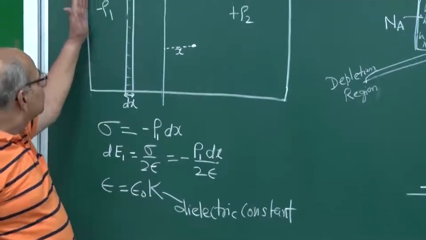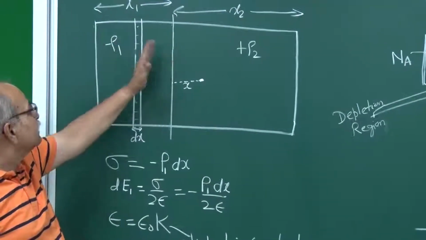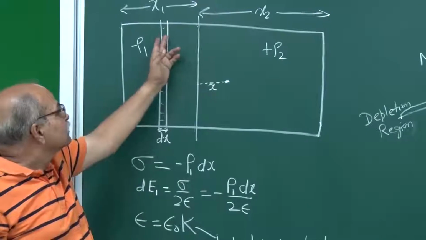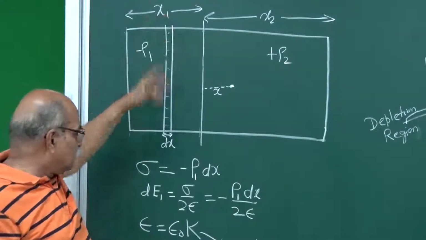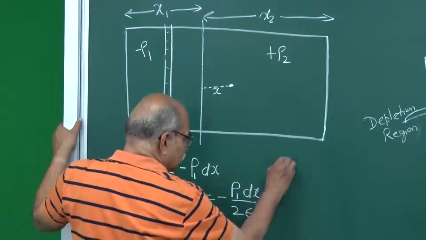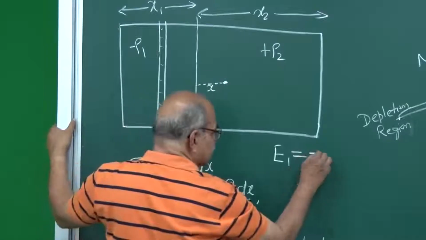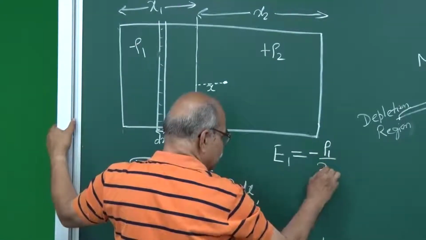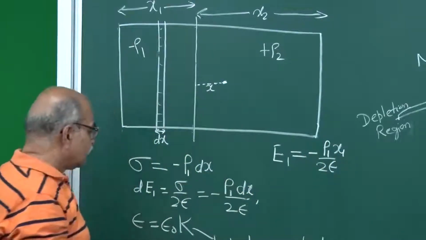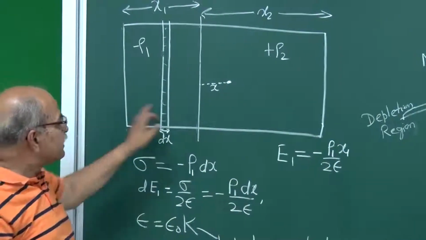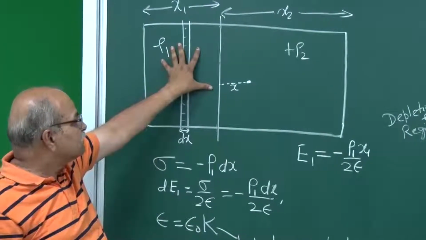Then you integrate from here to here in this entire region, the entire width x1, so that dx will be integrated to x1, and so E1 will be equal to minus rho 1 divided by 2 epsilon times x1. This is the field at this point because of this whole negative charge here.